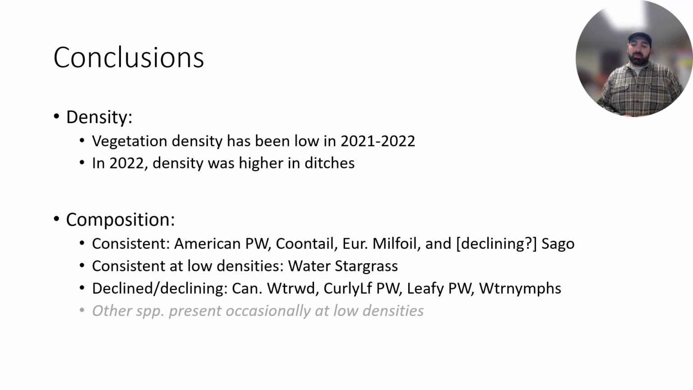Also, as far as species composition goes, there's consistently four major players: the American pondweed, coontail, Eurasian milfoil, and sago, although that's possibly declined in the last several years. Consistently present at low densities is water stargrass. We did see that even last year. And then several that have pretty much declined already in previous years are Canadian waterweed, curly-leaf pondweed, leafy pondweed, and the water nymphs. And of course, there's several other species that have been noticed occasionally at different times. Those that have declined, it's not to say they couldn't possibly come back, but that's just where things are at.